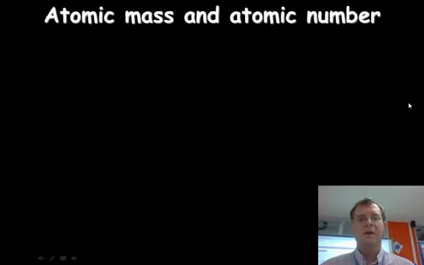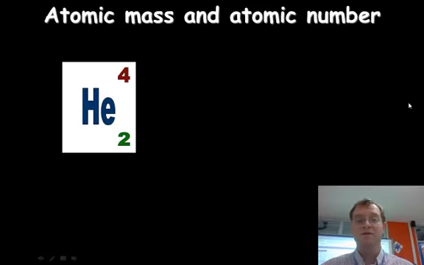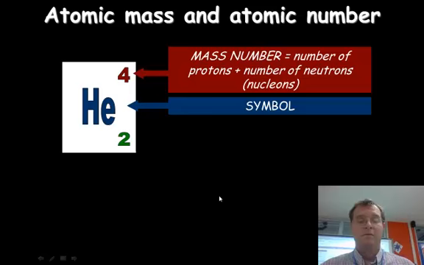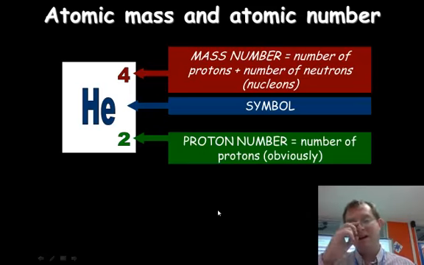So every element has what's known as an atomic mass and an atomic number. For instance, we have helium here. Helium has a mass number, which is the number of protons and the number of neutrons found in the nucleus. So the number of nucleons in total, and that's the mass number. Here we've got the symbol. This is the symbol for helium. And then I have the proton number, and this is just the number of protons.